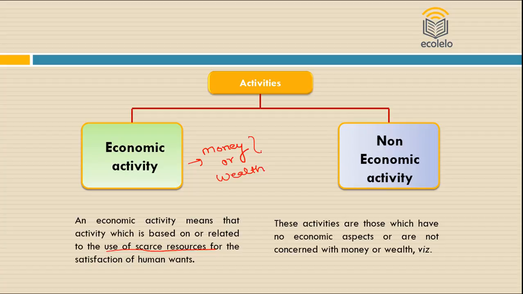So this is something very basic. If you ask anybody what is an economic activity, the person will say, oh, it's related to money or finance or wealth. But in economics, we have a specific definition for it. And what's that? It is that activity which is based on or related to the use of scarce resources. This is the term. And again, for the satisfaction of human wants. Now let's come to non-economic activity. These activities are those which have no economic aspects or are not concerned with money or wealth, etc.